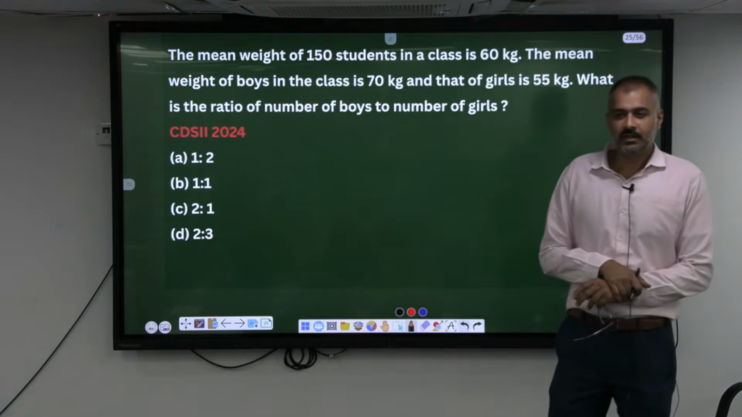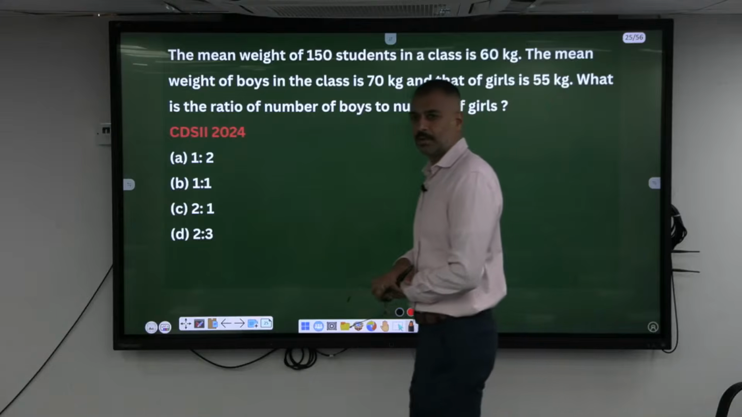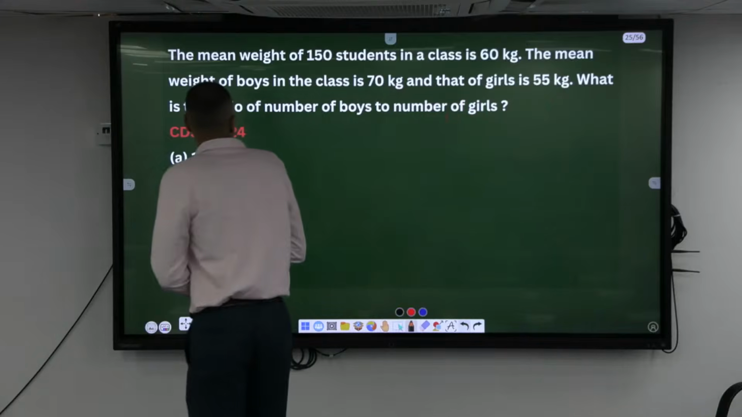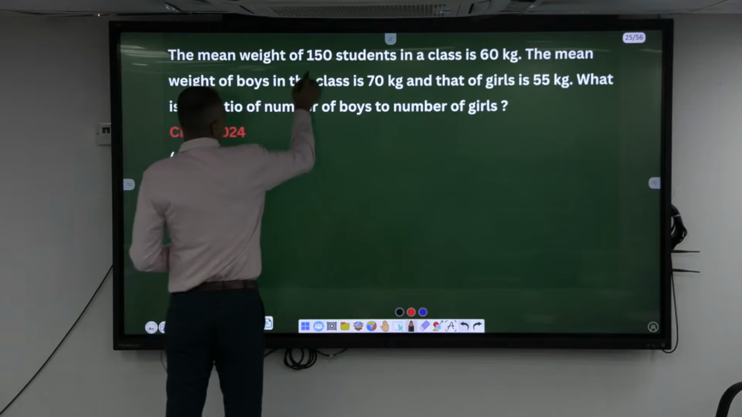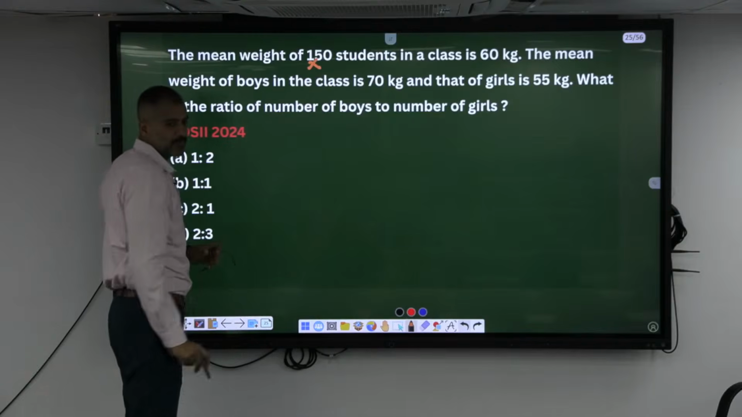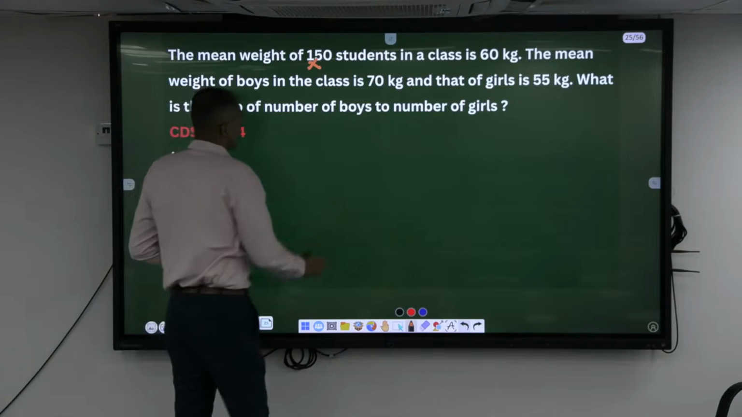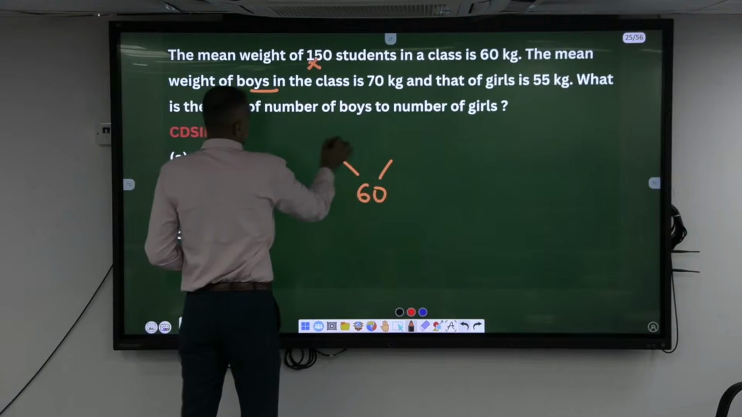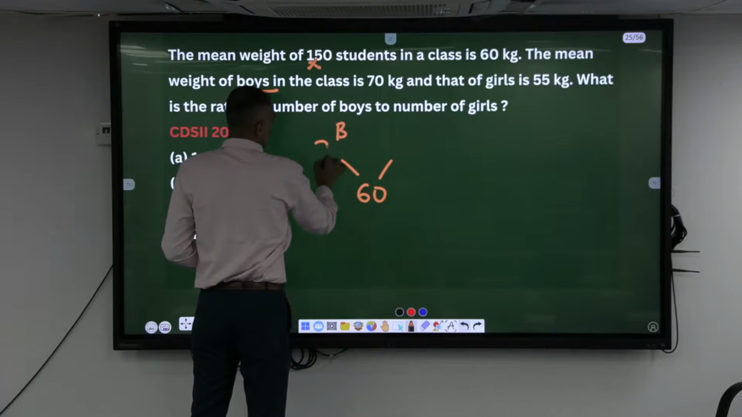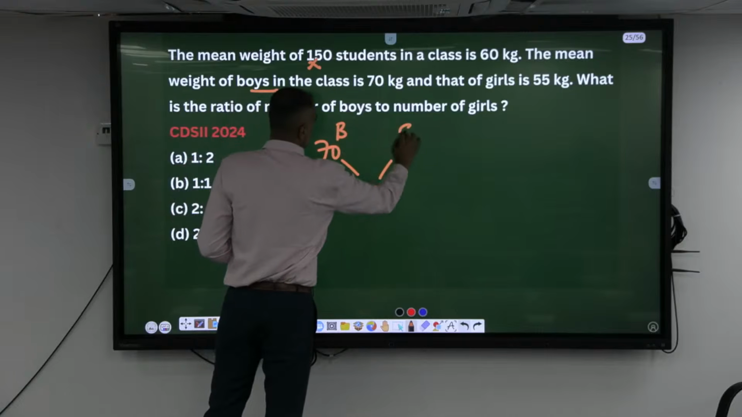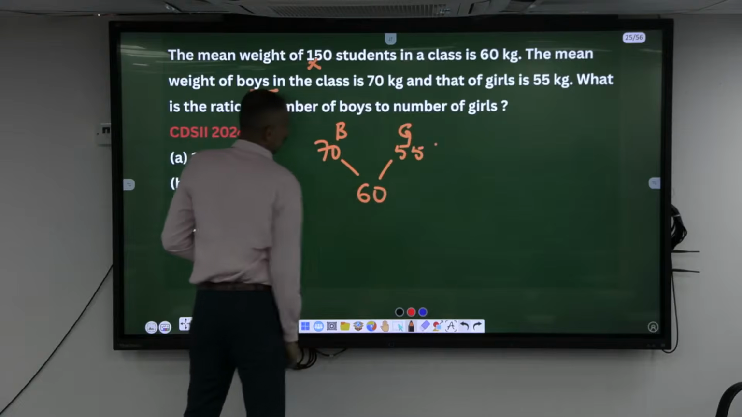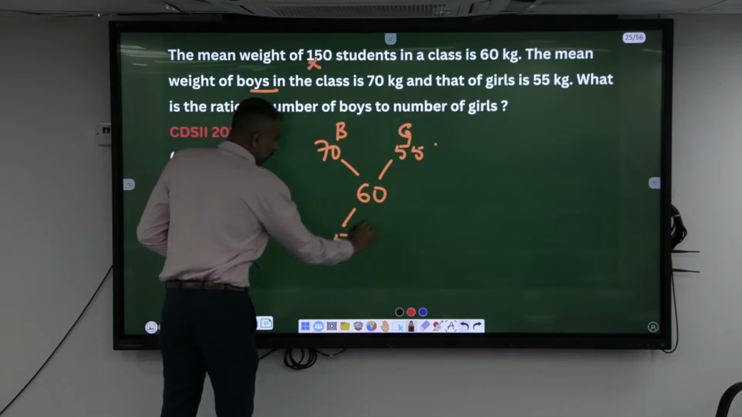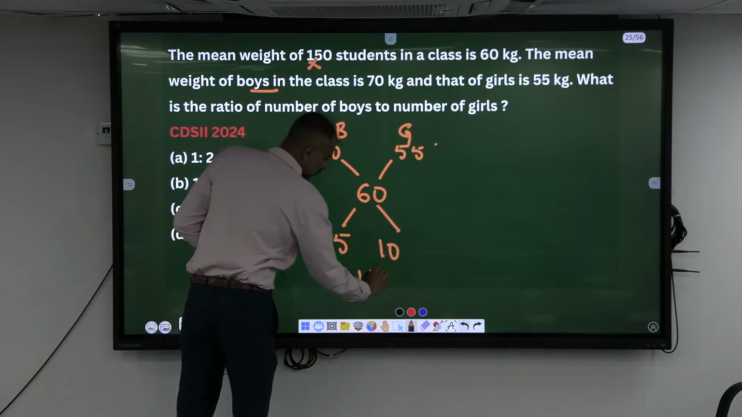What is it? 1:2? Forget about the number of students here. It doesn't make any difference. Okay. What is our average? 60. The mean weight of boys is 70. And the mean weight of girls is 55. Okay. If I take the difference here, 5, this will be 10. What is the ratio? 1:2.